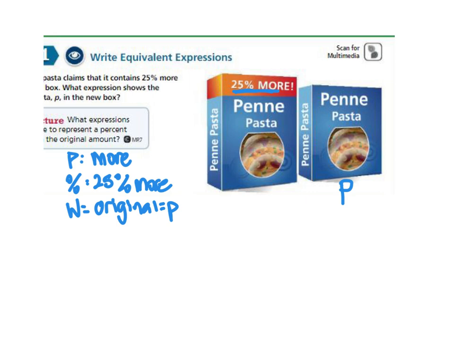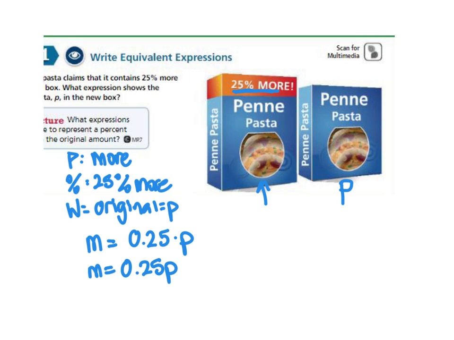So I'm going to set up our percent problem, and we would say the amount more, so we're going to call that M, the amount more, is equal to the percent times the original. So the amount more is 0.25P. That's how much more it is, 0.25P. Now, that's not what's in this box, that's how much more is in this box.